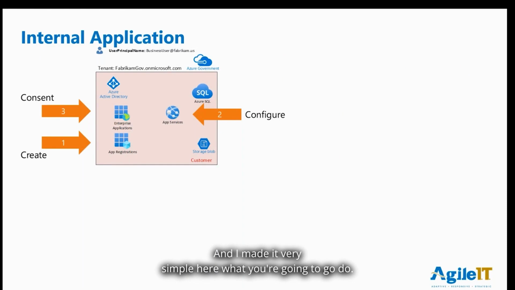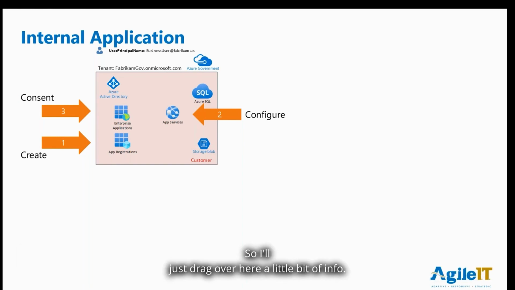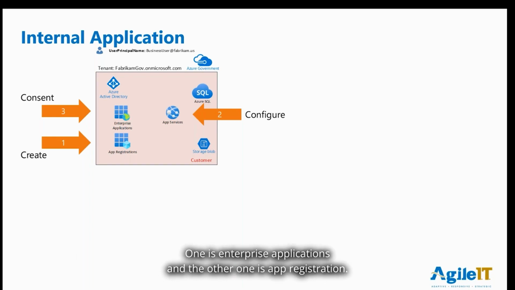Very simple here what you're going to do. One thing in terms of a topic to really talk about is if you look inside of Azure Active Directory and we go into the portal and look at the different types of services that they have here. So I'll just drag over here a little bit of info. That might be too much info. But when you're inside of Azure Active Directory, you'll be able to see there's two areas. One is enterprise applications, and the other one is app registration. They're related, but they're not exactly the same thing.